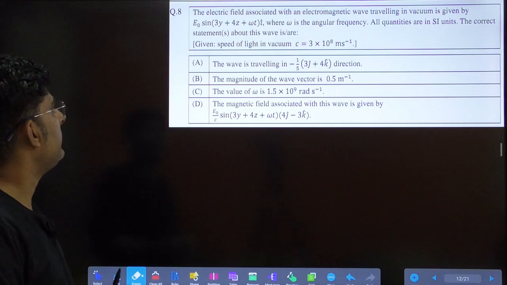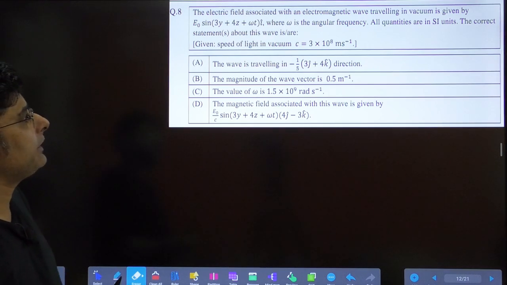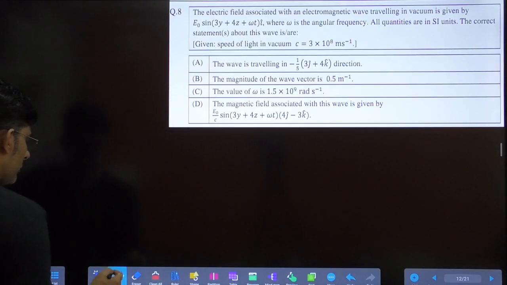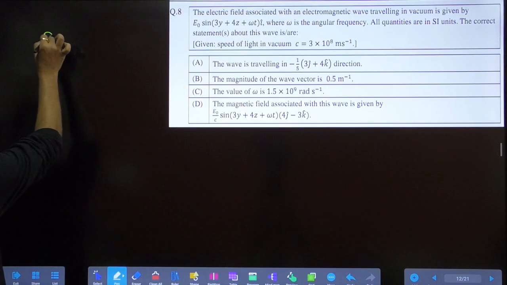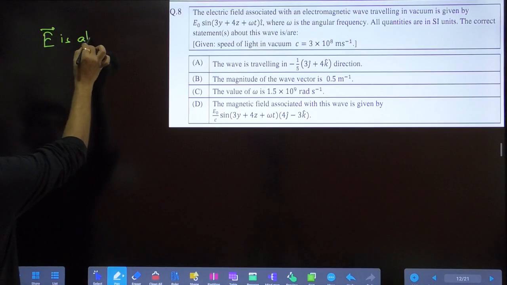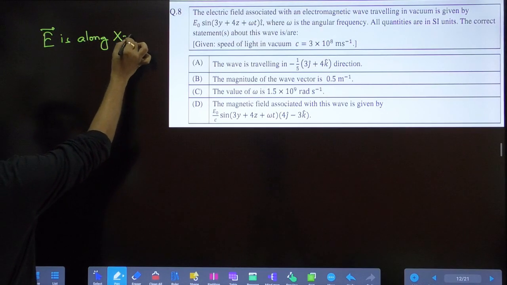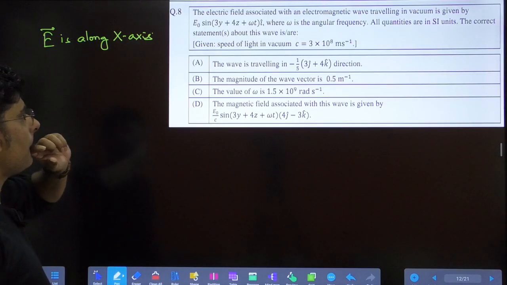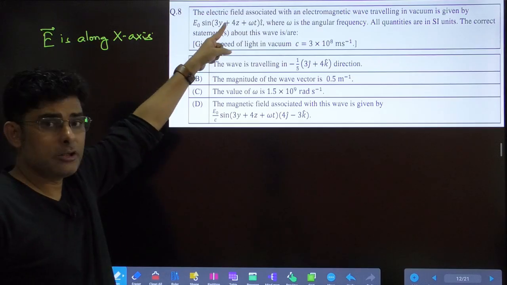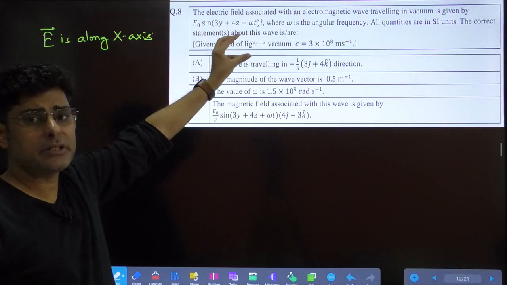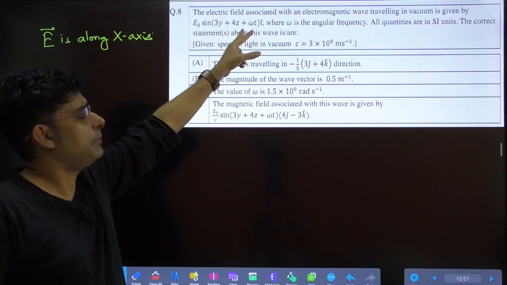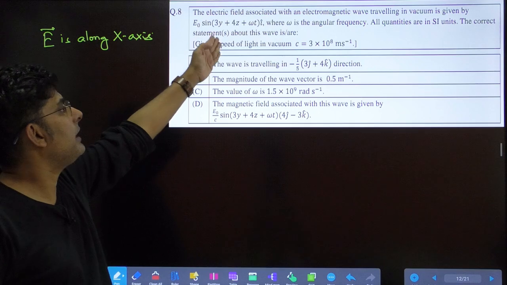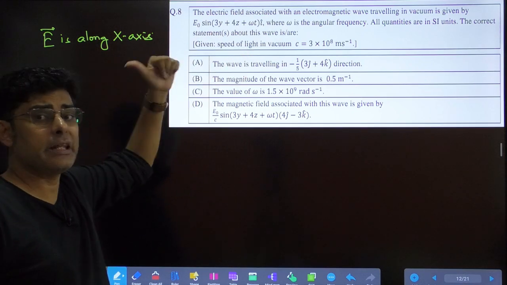Okay, so let's see question number 8. The electric field associated with an electromagnetic wave traveling in vacuum is given. It is along i cap, means in the question they have mentioned that E vector is along x-axis. Fine. Now the direction of propagation of wave, we know whenever we have an expression written, for example if it was written as kx plus omega t, so we say that the wave is moving along negative x direction. If it is ky plus omega t, we will say the wave is moving along negative y direction.